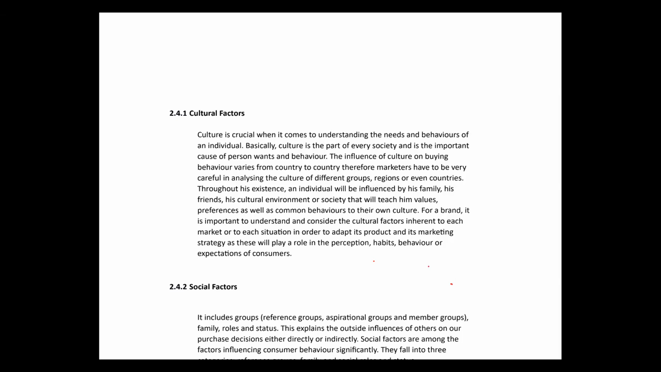So you can see that throughout his existence, an individual will be influenced by his family, his friends, his cultural environment, and society, which will teach them the values, the preferences, as well as the common behaviors of their own culture. Now, all these factors will have to be considered as we try to study the consumer or buyer behavior.